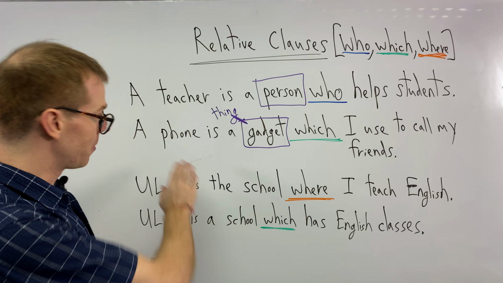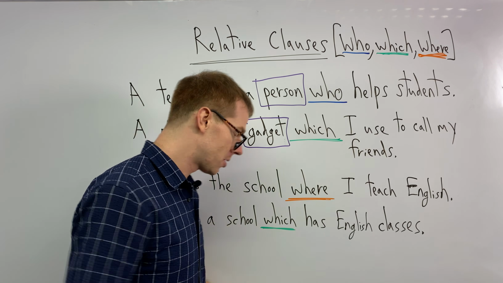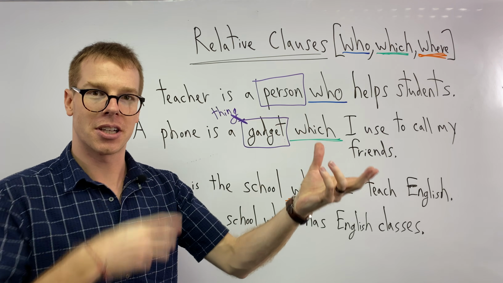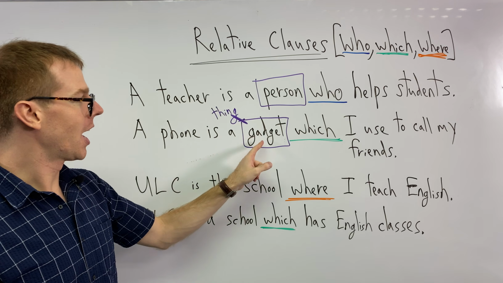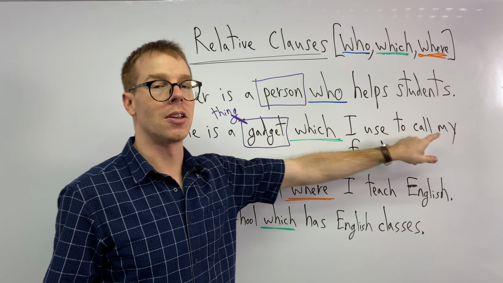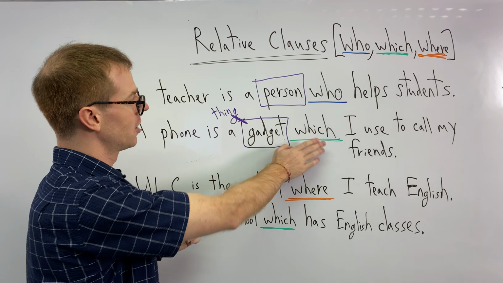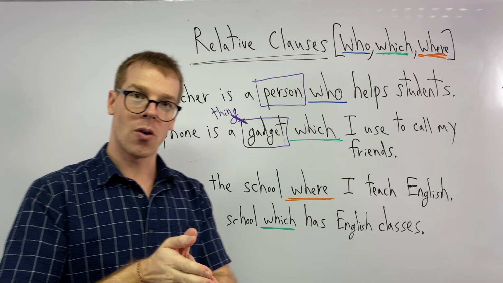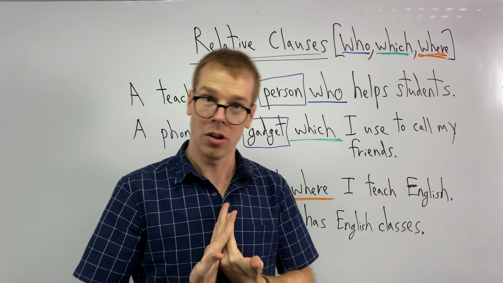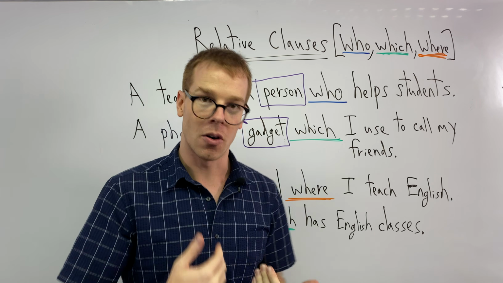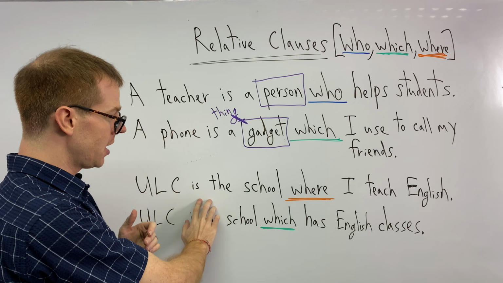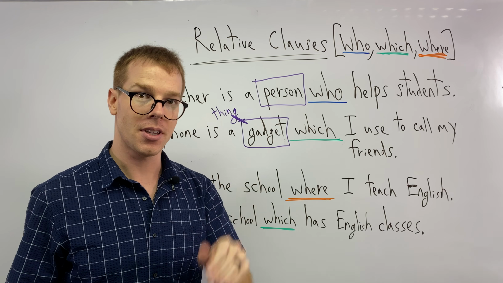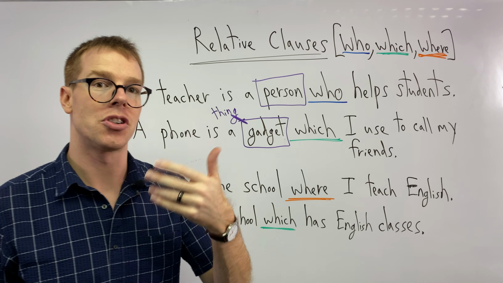So here, I have a phone is a gadget which I use to call my friends, right? So gadget, thing. Oh, the phone, a thing, a gadget, which I use to call my friends. So which will be for the thing, not person, okay? We keep going. At our school, we have an English school called ULC. So I could say ULC is the school where I teach English.